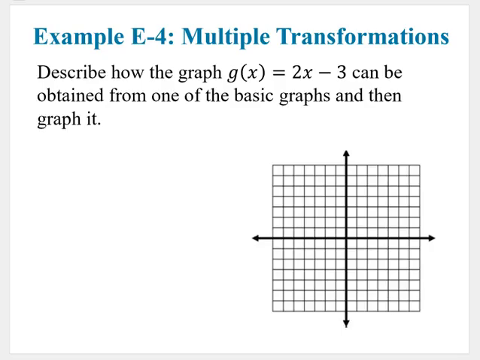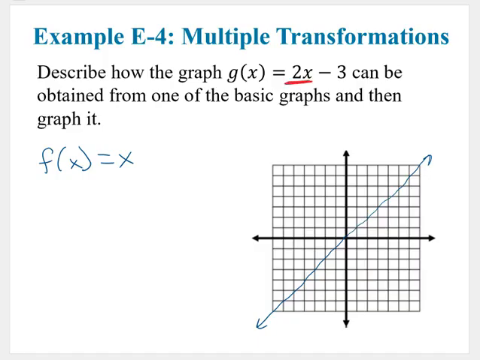All right, last one. Okay, describe how the graph of g of x equals 2x minus 3 can be obtained from one of the basic graphs. Okay, so first of all, my basic graph for this one would just be f of x equals x. There's my parent, right? Just a simple line with a slope of 1 and a y-intercept of 0. So pretty unassuming.